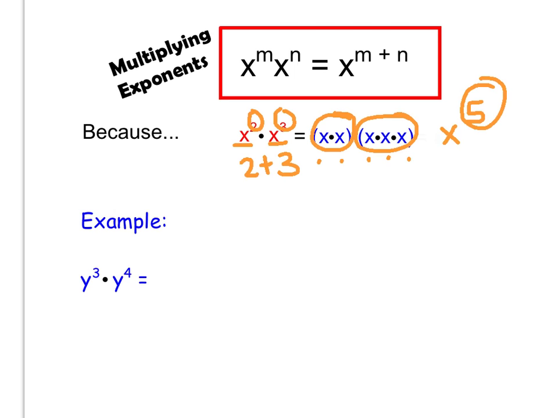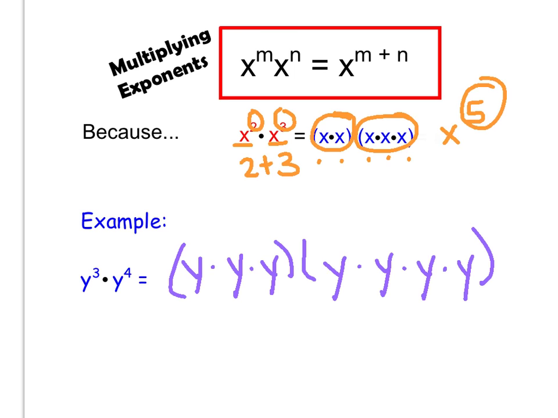Take a look at the example down here. I'm going to expand it out again. y to the 3rd power, y times y times y, and then y to the 4th power, y times y times y times y. If I look back and I see how many y's do I have: 1, 2, 3, 4, 5, 6, 7. I have 7 y's being multiplied times each other, which is going to give me y to the 7th power.